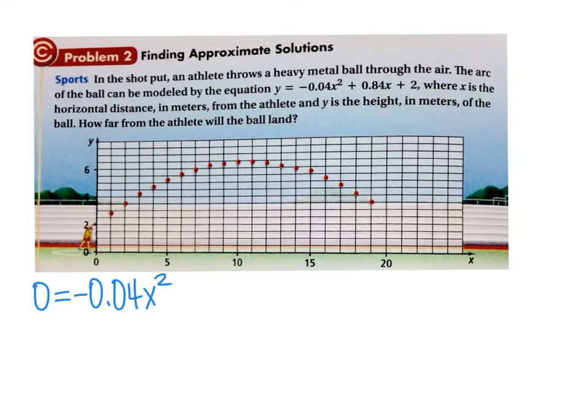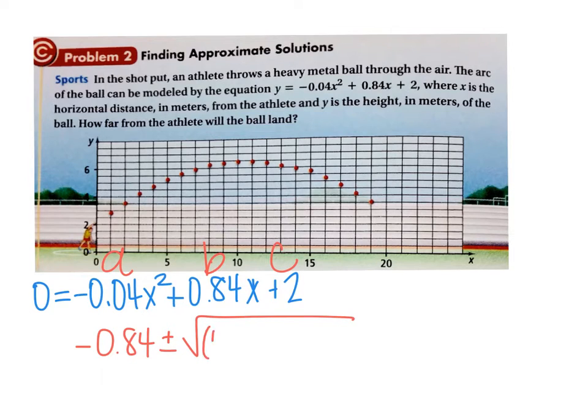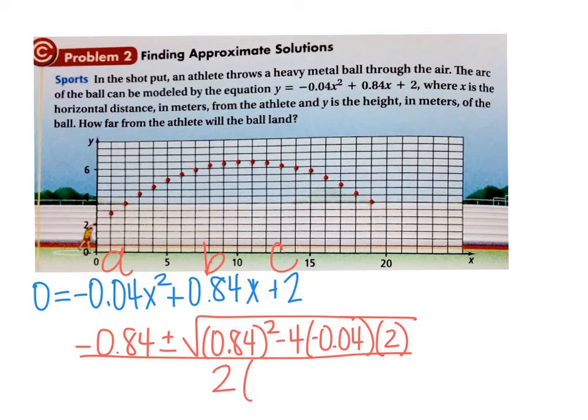So what we're trying to do is solve the quadratic equation, negative 0.04x squared plus 0.84x plus 2. So you can plug that into the quadratic formula. This is A, this is B, and this is C. So it's going to be negative B, so negative 0.84, plus or minus the square root of b squared, so 0.84 squared, minus 4 times a, which is negative 0.04, times c, which is 2, all over 2 times negative 0.04.